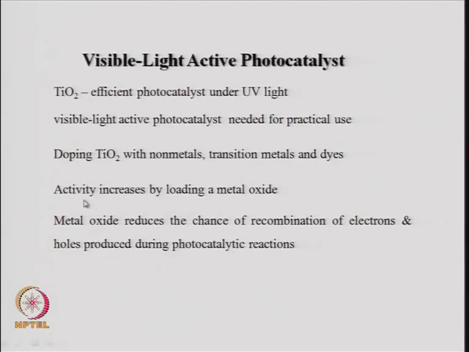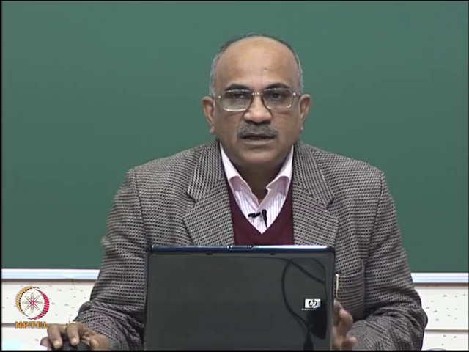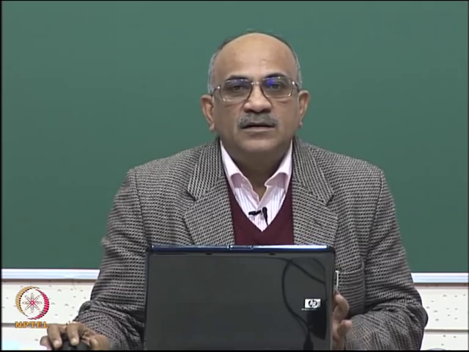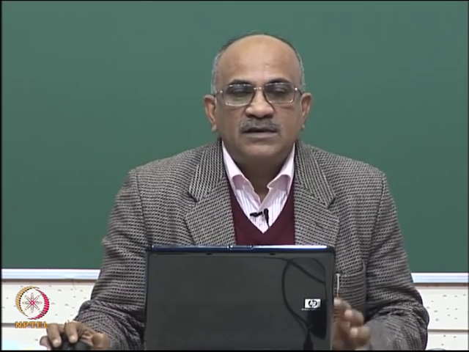You can also increase the activity of the catalyst by loading a metal oxide, and we will see examples of these. The metal oxide typically reduces the chance of recombination of the electrons and holes, which are produced during the photocatalytic reactions. So, there are several ways by which people are trying to use dopants to modify the band gap or to effectively create electrons and holes using visible light, because TiO2 is available in large amounts in the earth, and TiO2 is environmental friendly.